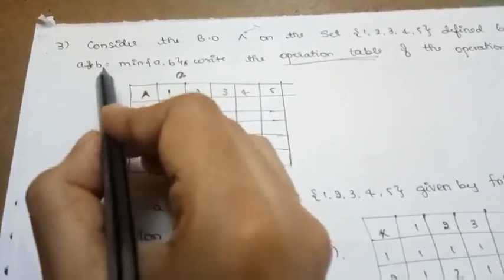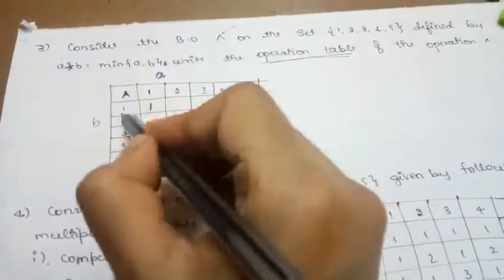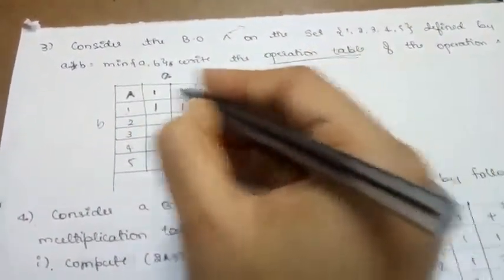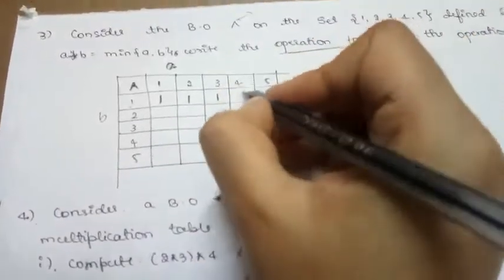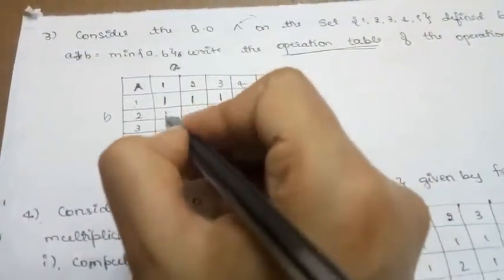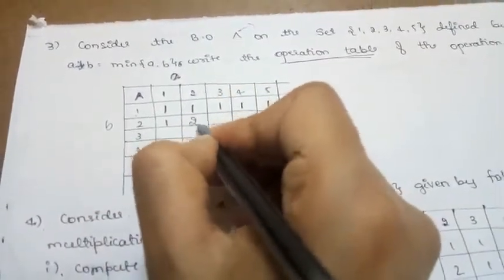So what does 1 star 1 give? It is saying minimum of 1 and 1. So what is minimum of 1 and 1? It is 1. Similarly for 2 and 1, what is the minimum? It is 1. 3 and 1, minimum is 1. 4 and 1, minimum is 1. 5 and 1, minimum is 1. 2 and 1, minimum is 1. 2 and 2, minimum is 2.